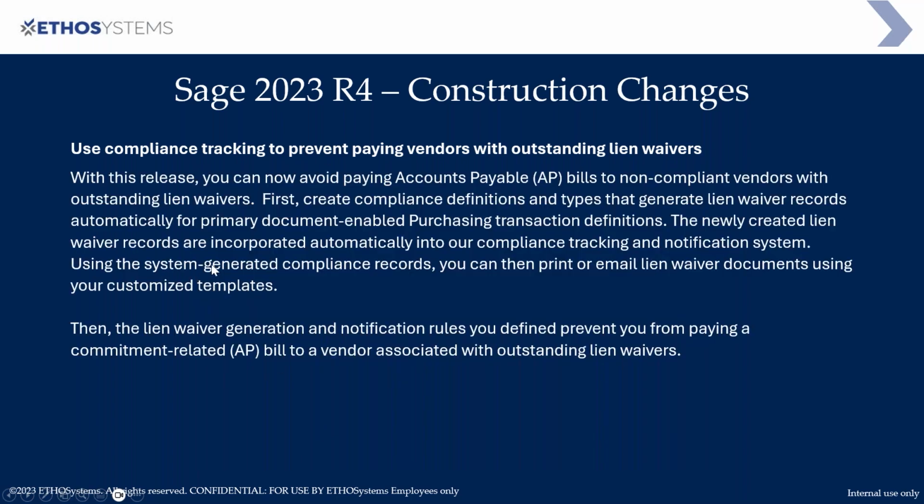So as you can see here, first create the compliance definitions, and then the lien waiver generation notification rules you define prevent you from paying an AP bill at that point. So this actually does put a hard stop on that aspect. So definitely, if you haven't set up the vendor compliance, please do that. And I would recommend starting to do that even next week. Once the system is updated, you can start it today. Lien waiver would not be an option. Starting on Monday, lien waiver will be an option of one of the different record types.